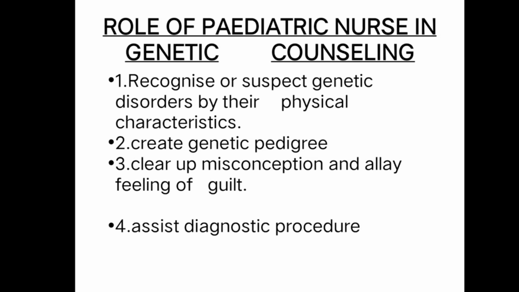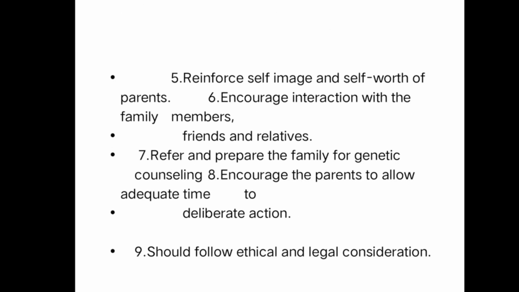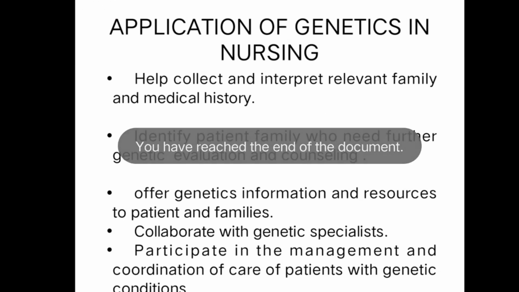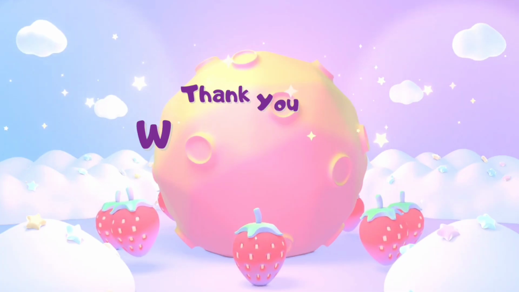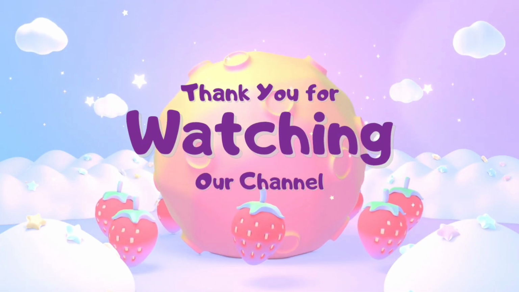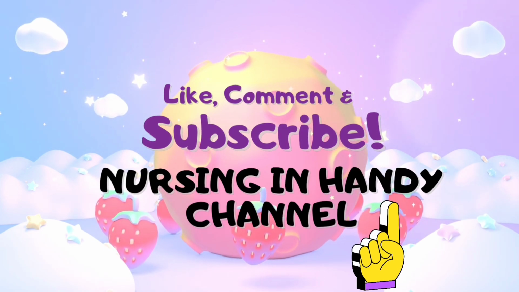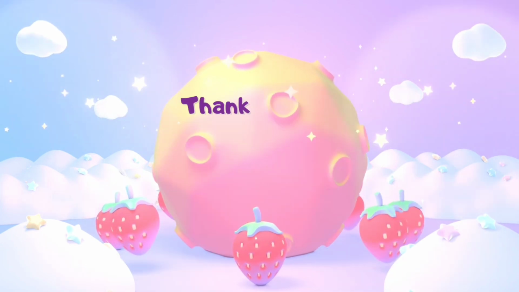Next is to create a genetic pedigree. We collect information regarding three generations of the family history, so that we come to know the probability of what abnormalities the babies born to the couple may have. Next is to identify the patient families who need further genetic evaluation and counseling, and make them participate in the genetic assessment and management. These are the simple roles of the pediatric nurse in genetic counseling. That's all about genetic counseling.